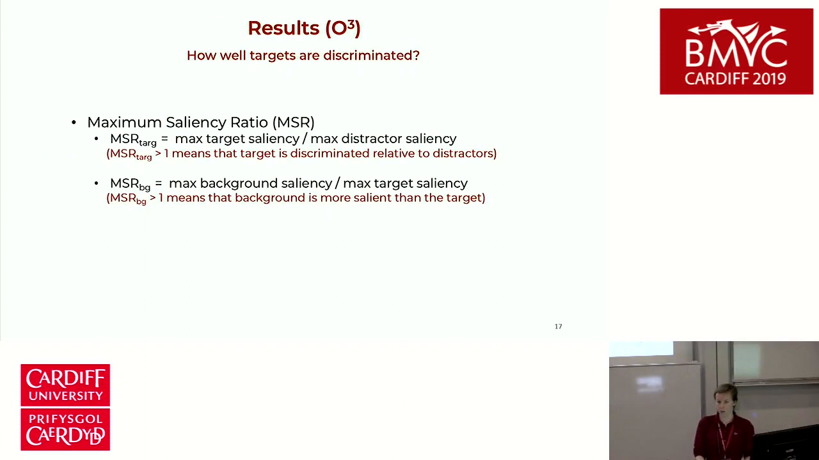So again, we want to ask the question, how well can the saliency algorithms discriminate these targets. And we measure it by computing the maximum saliency ratio. So we compute it for the target by dividing the maximum target saliency by maximum distractor saliency. If this value is above 1, we know that the target is pretty well discriminated relative to the distractors. The second measure we compute is MSR for background, which is the maximum background saliency divided by maximum target saliency. And here, if this value is above 1, it means that the background is more salient than the target, which means that the model would probably be distracted by something in the background first.